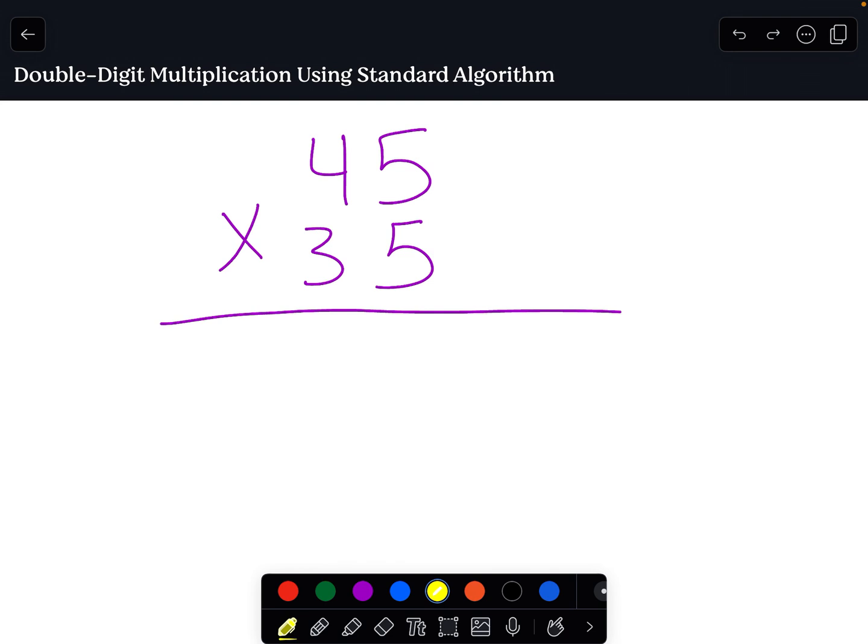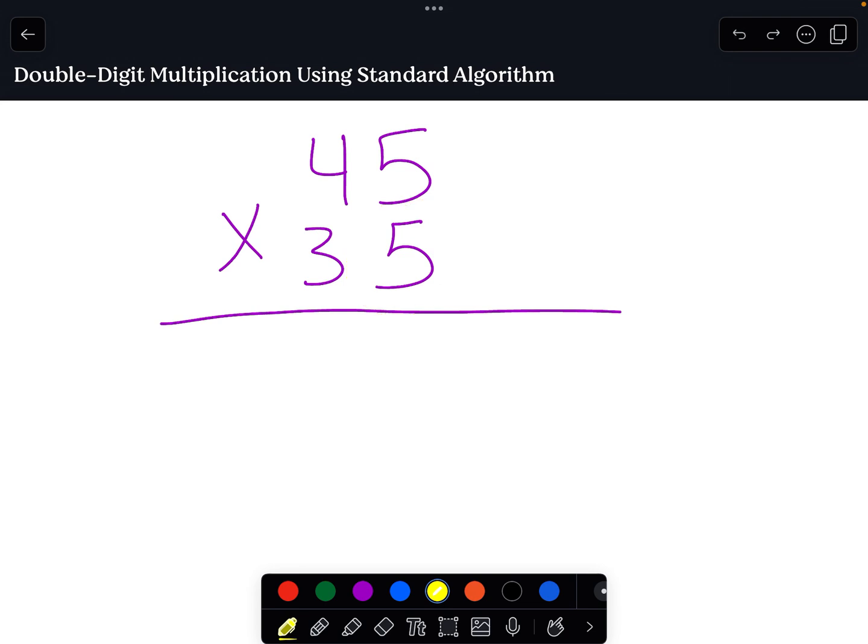The first thing that you're going to do with double-digit multiplication is look at the bottom number, which is 35, and look at the number in the ones digit, because that's our starting point. You're going to say, okay, here's my starting point. What I'm going to do is first multiply 5 by 5, the number on top in the ones digit. So you multiply the ones digits, and then you're going to multiply this 5 by the 4, the number in the tens digit.